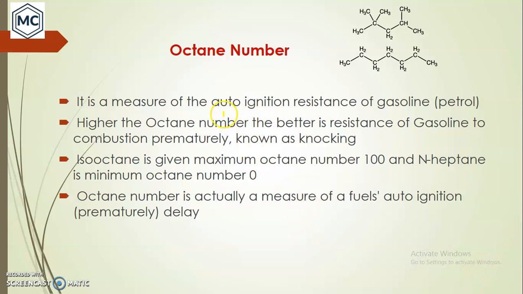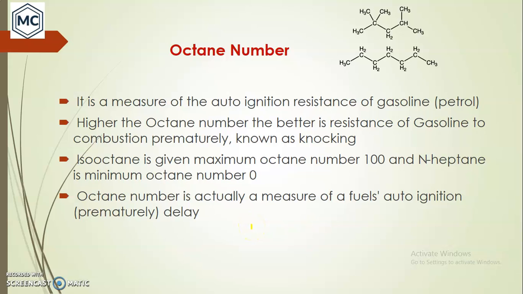So it is a measure of auto ignition resistance of gasoline, and you can say the higher the octane number, the better is the resistance of gasoline to combustion prematurely. But if combustion occurs prematurely, knocking occurs. So isooctane is given the maximum octane number 100 and normal heptane the minimum octane number 0. And octane number is actually a measure of the fuel's auto ignition or premature delay.